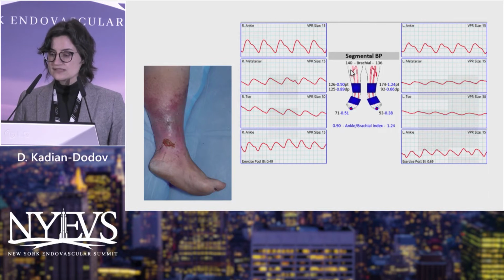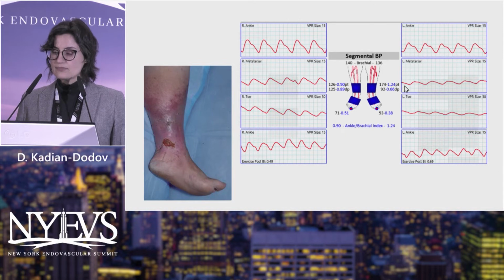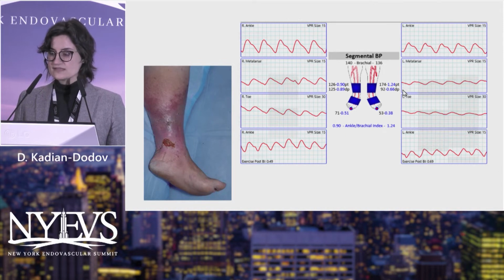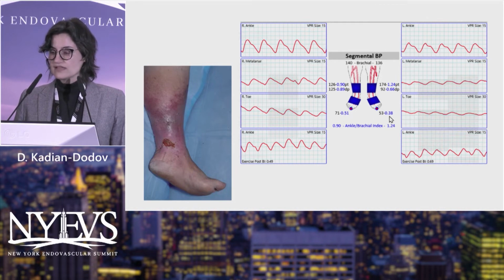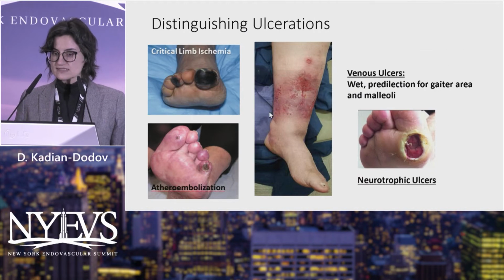And what we can see here is his ABI on the right was 0.9, so borderline. On the left, 1.24 for the higher. But for those in the back who can't see, the DP is 0.66, so there's a pretty big difference on the left between the PT and the DP, which can be a sign of calcification. I asked the lab to get TBIs, and sure enough, his TBI on the right was 0.51, and on the left it was 0.38. So reduced TBIs bilaterally, consistent with PAD on top of his venous disease.